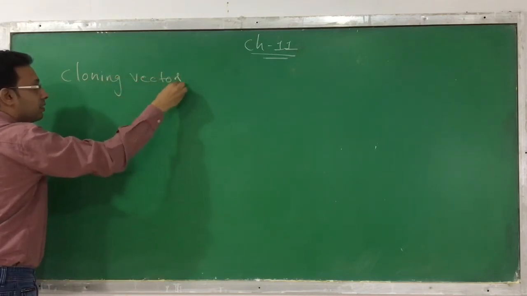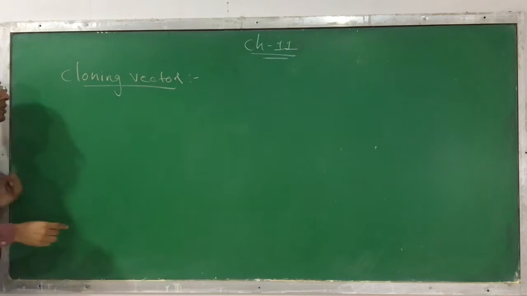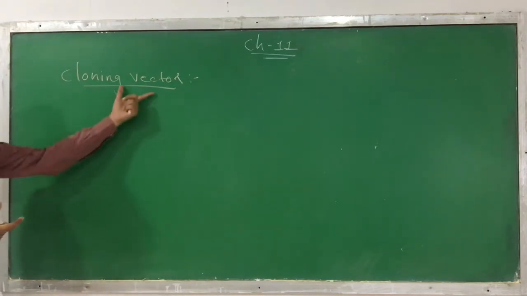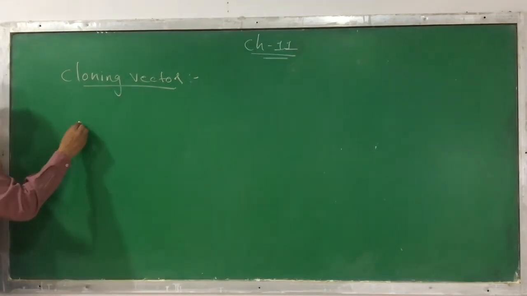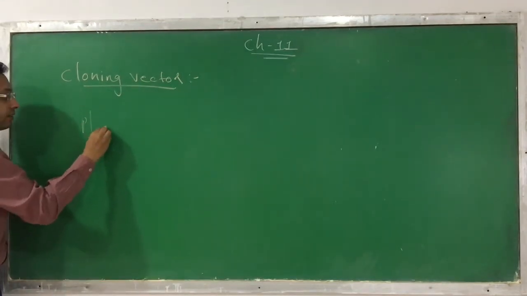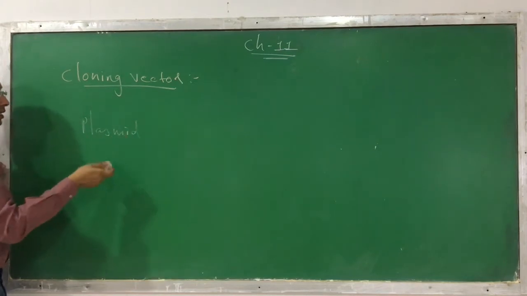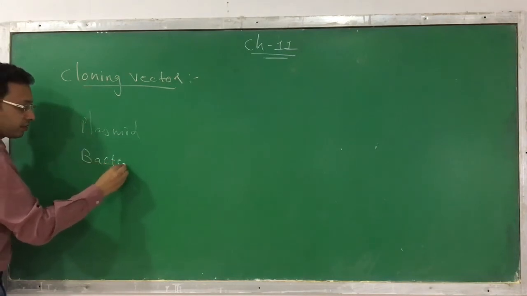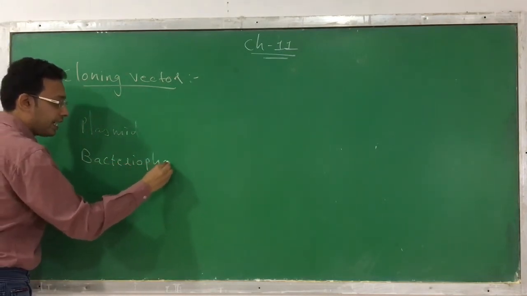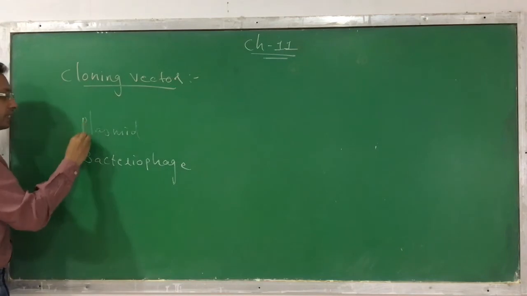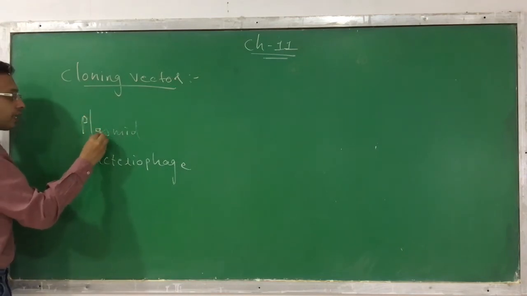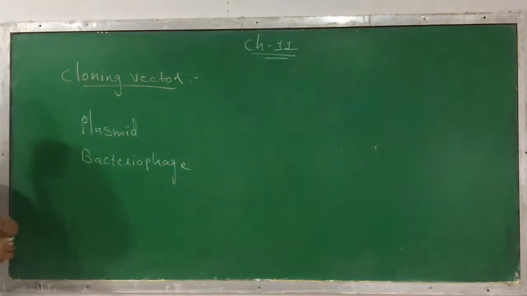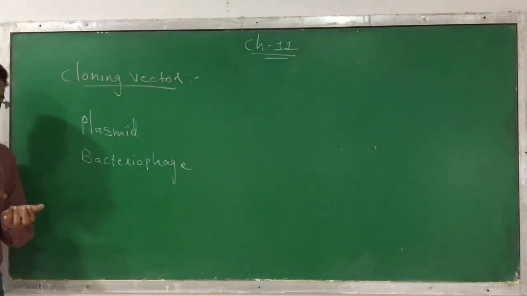Clear? We are going to start with the next tool that is required in genetic engineering. It's a cloning vector. So who can act as a vector? There are two main components which can act as a vector. The first one is plasmid, and the second one is the bacteriophage. These are the two which can act as a vector. Again, who can act as a vector? The plasmid, and the second one is called a bacteriophage.